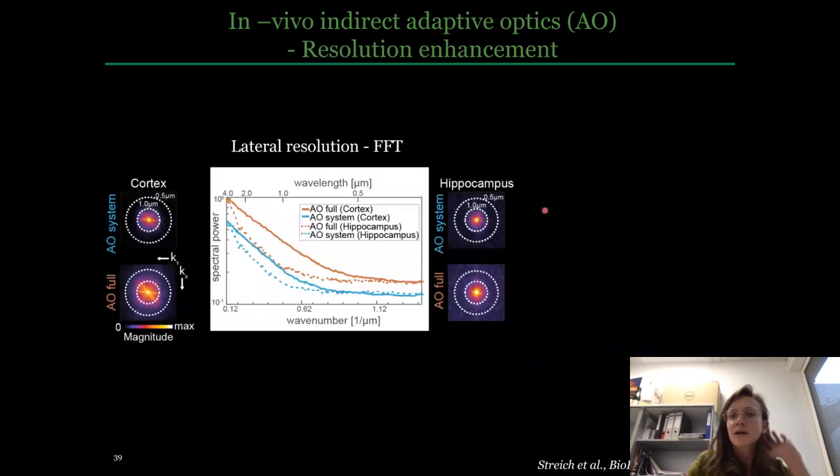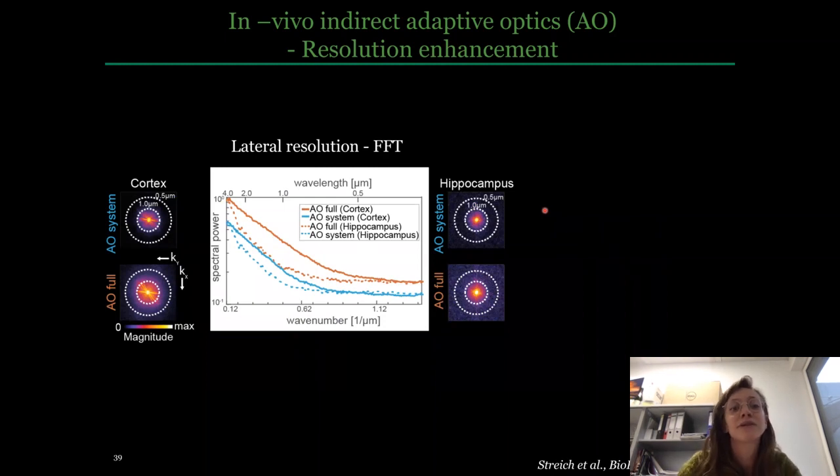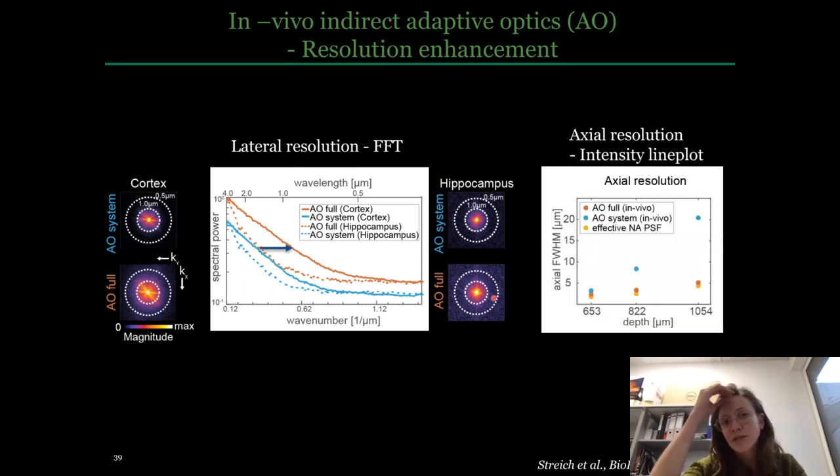And we can also quantify the improvement in resolution via Fourier transform analysis. And here you can also appreciate that both in the cortex as well as in the hippocampus, after aberration correction, we have a clear enhancement of the high spatial frequency component, which leads to an improvement in lateral resolution. And we can also quantify the improvement in axial resolution.